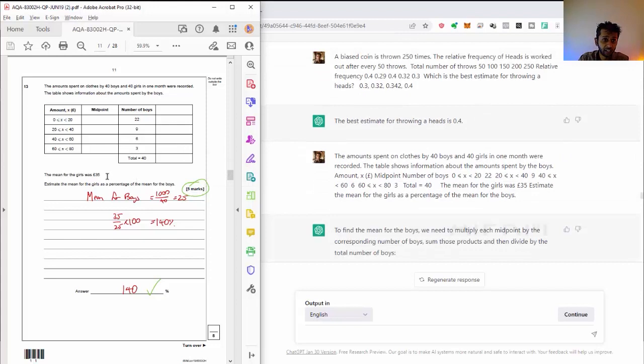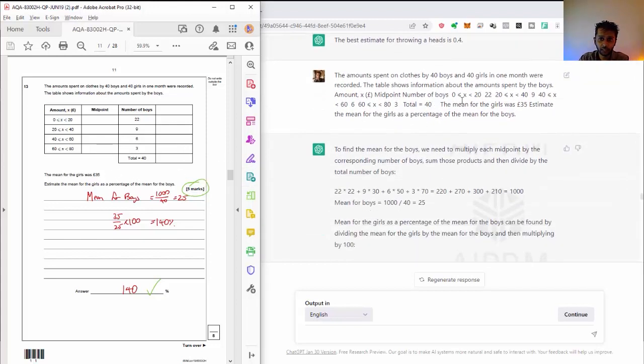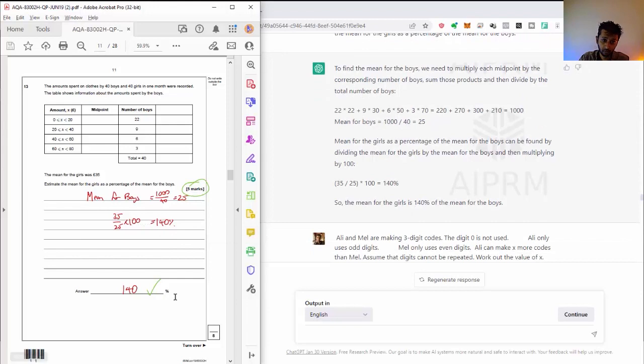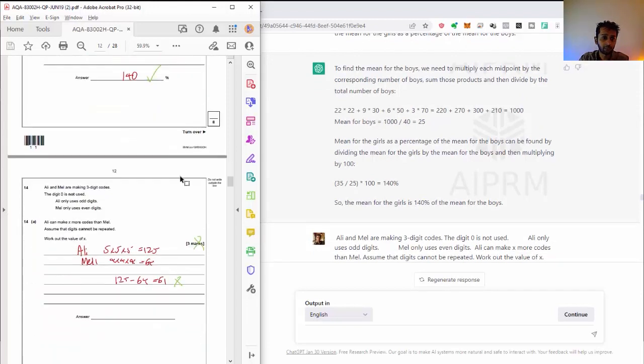Question 13, interesting little question. What I did on question 13 is I copied the table into ChatGPT, and then I asked it to work it out, and it did some working out. It said the mean for the boys is 25, the mean for the girls was 35, so 35 divided by 25 times 100 is 140%, so the answer is 140%, which is fully correct, so 5 marks. So well done, ChatGPT.